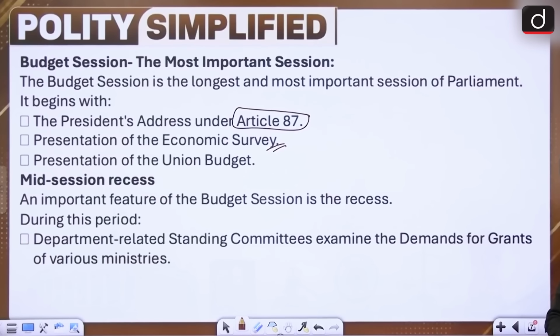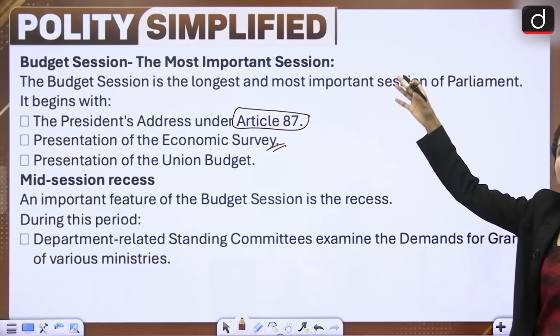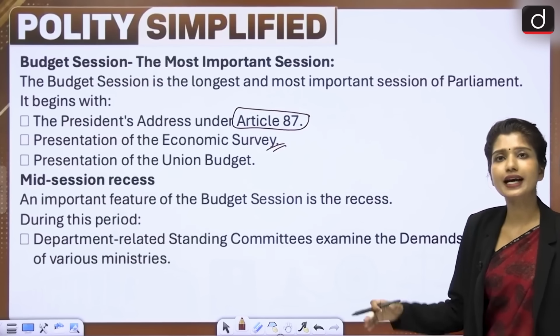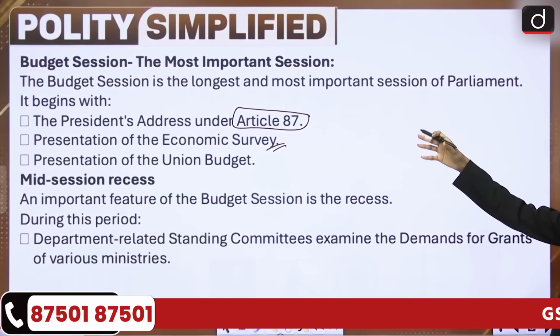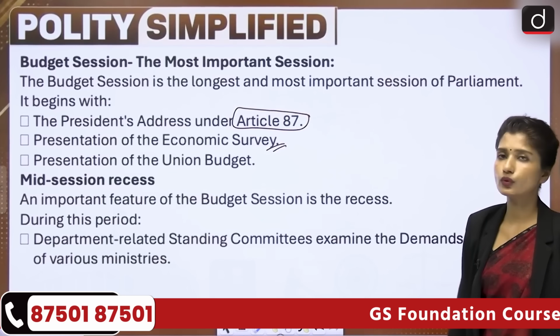In the presentation of the economic survey, the government presents a report on the condition of the Indian economy, how it has performed in the previous year. Then comes the presentation of the union budget. Here the finance minister presents the union budget, and it presents the plan for revenue and expenditure of the next financial year.